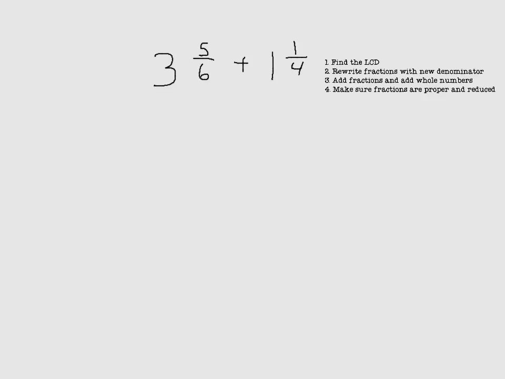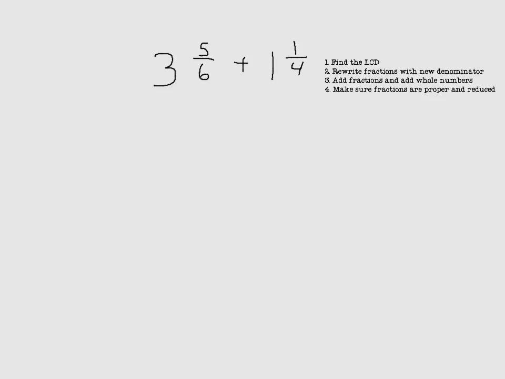So the same process works with mixed numbers. And mixed numbers are numbers that have a whole number and a fraction as part of them. So we've got 3 and 5/6 as our first mixed number. Then we're adding 1 and 1/4. So we want to find the lowest common denominator again, because our fractions, 5/6 and 1/4, don't have the same denominator. So we can do the same thing that we did in our last example.